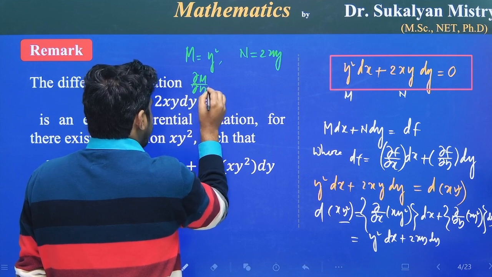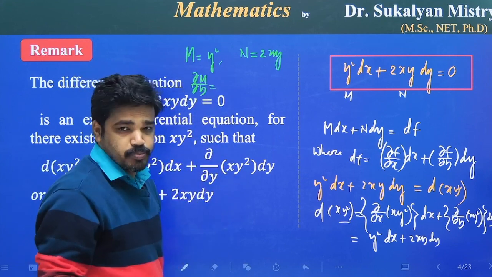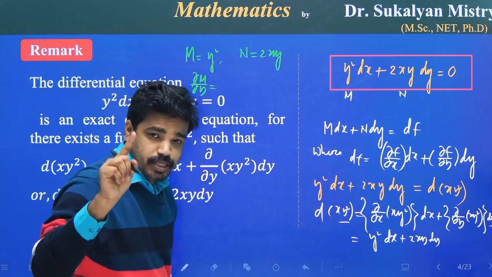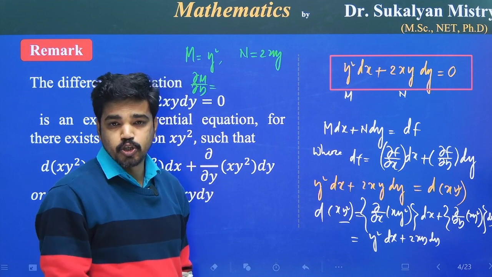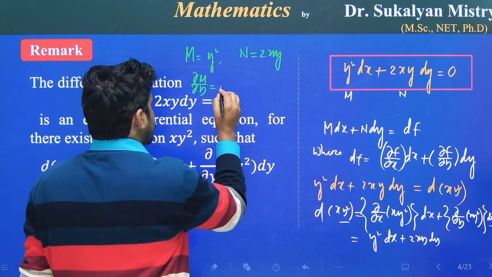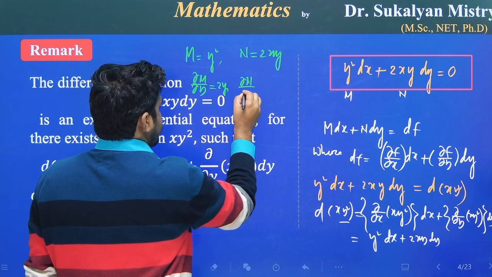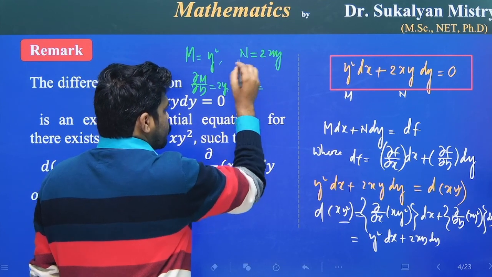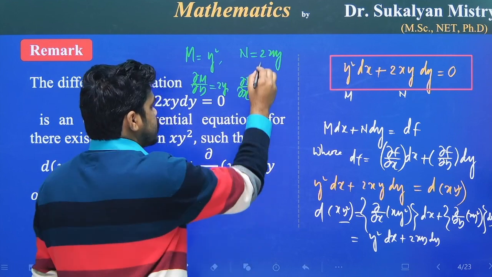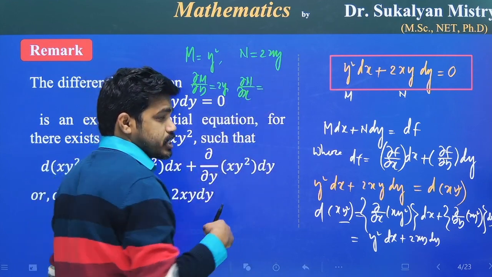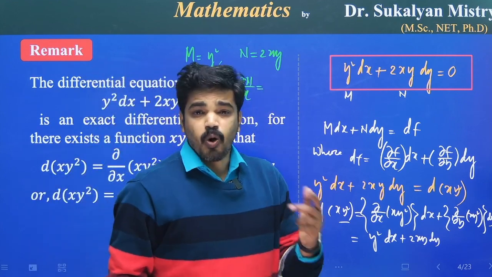So del M del y, that means you partially differentiate M with respect to y. When you partially differentiate with respect to y, x is assumed to be constant. So this will be 2y, right? Del N del x, you partially differentiate N with respect to x, so when you partially differentiate with respect to x, y is assumed to be constant.